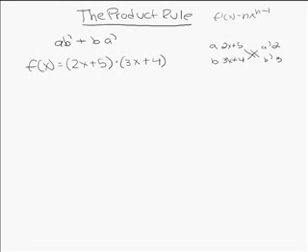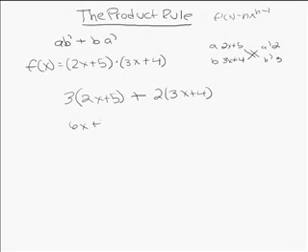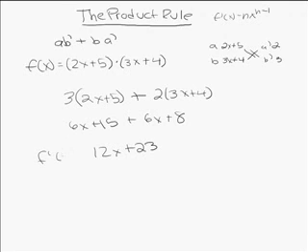So now all we have to do is some simple algebra, and we get 3 times (2x plus 5) plus 2 times (3x plus 4). And really this is just simple algebra. Combining like terms, this gives us 12x plus 23. And f prime of x equals 12x plus 23.